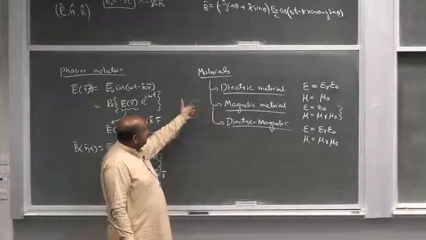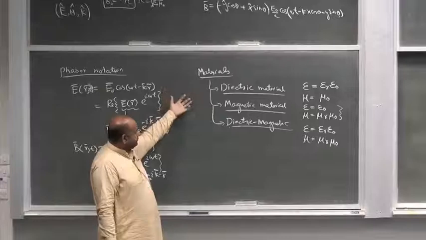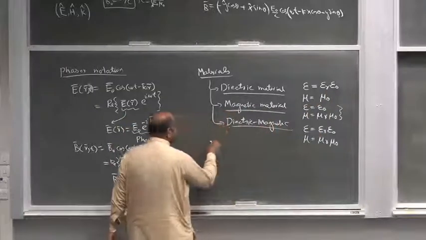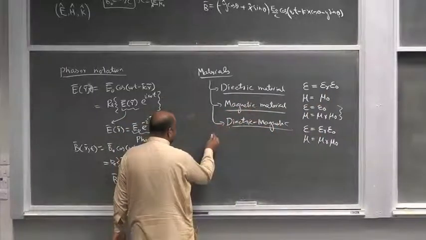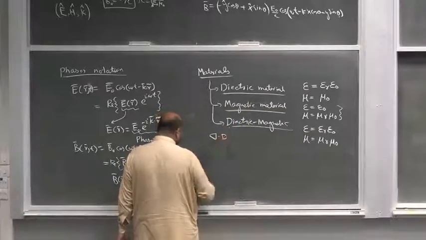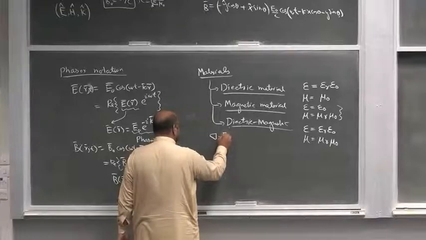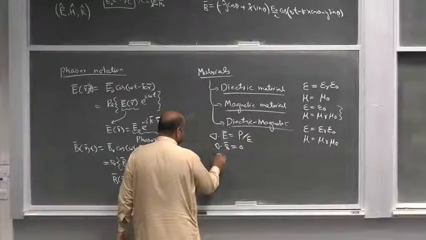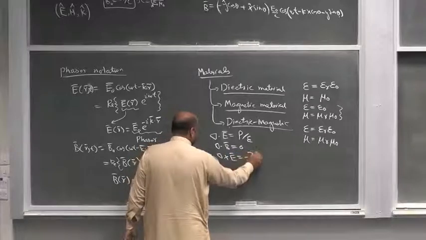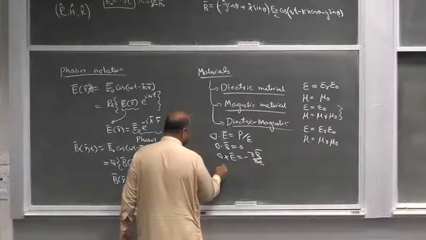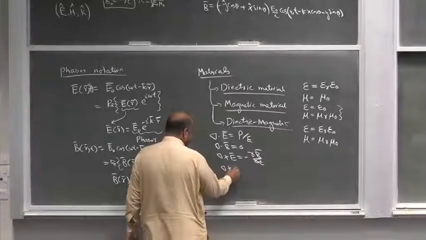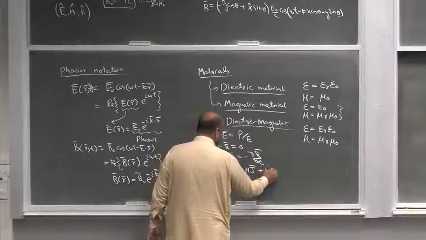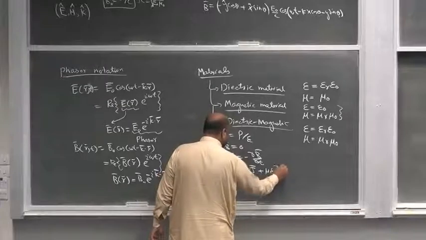Okay. The formalism that we have developed so far remains almost the same. All we have to do is replace the permittivity of free space with these permittivities. So we get del dot E equals rho over epsilon, del dot B is still 0, del cross E is still this, and del cross H now becomes this.